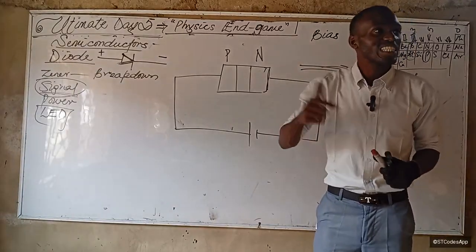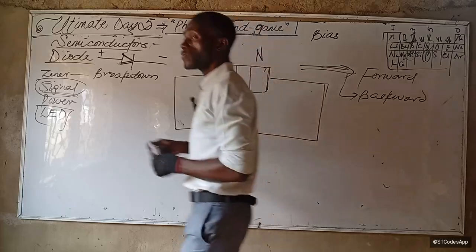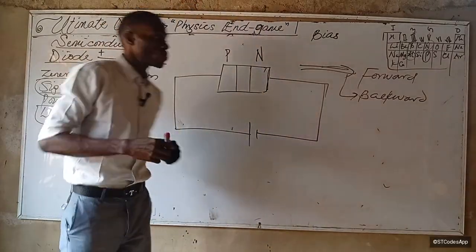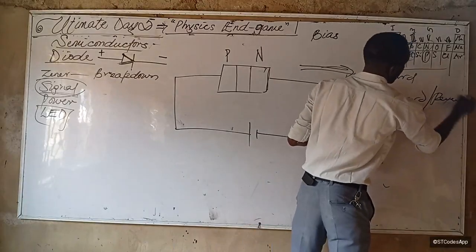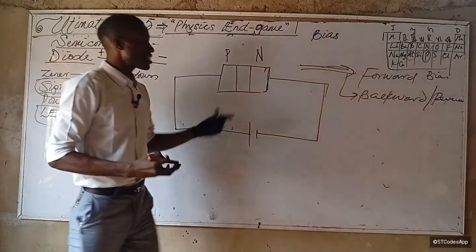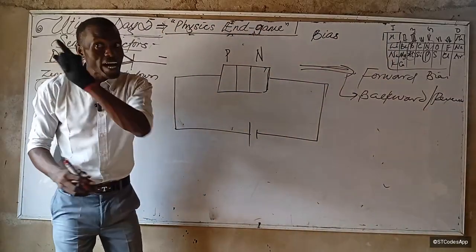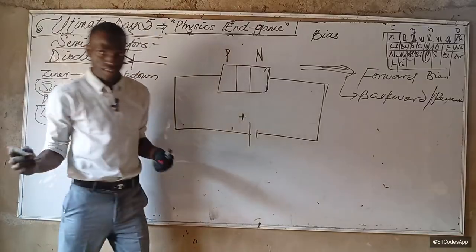Current only flows in the diode in the what? Forward bias. If you connect in the reverse direction, we have the reverse bias. Is that okay? Forward bias or reverse bias. If you connect it in the wrong way... the forward bias is this: when you connect the P junction to the positive plate, is that okay?